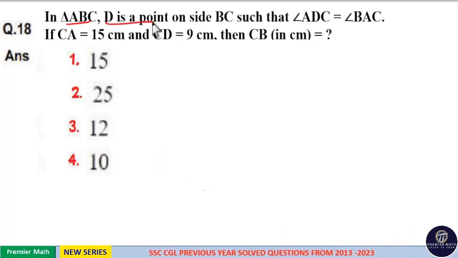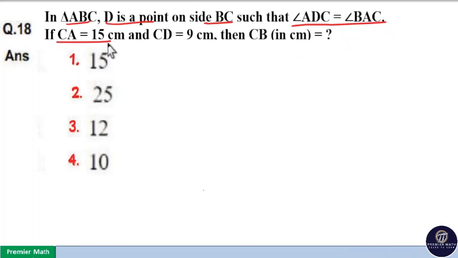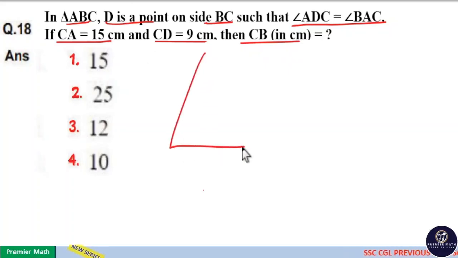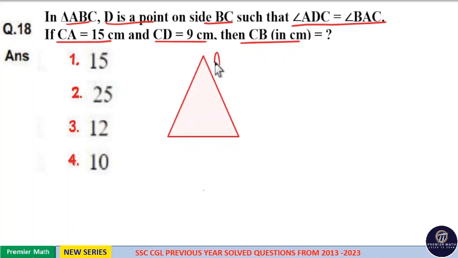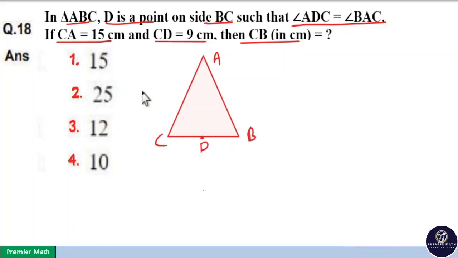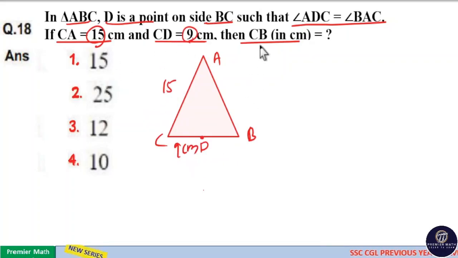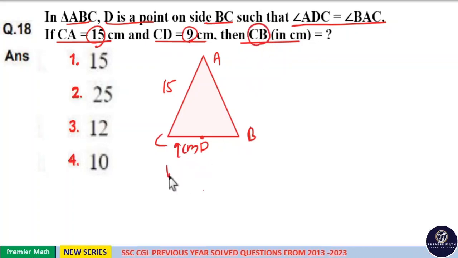In triangle ABC, D is a point on side BC such that angle ADC is equal to angle BAC. If CA is 15 cm and CD is 9 cm, then CB in centimeter is. Here, this is triangle ABC. D is a point on side BC and AC is equal to 15 cm, CD is equal to 9 cm. Now we need to find out what is BC in centimeter.